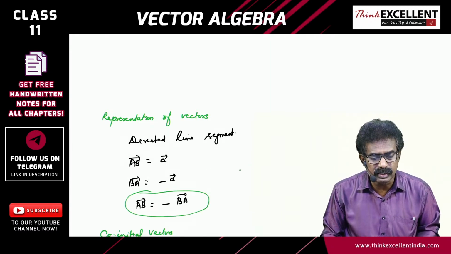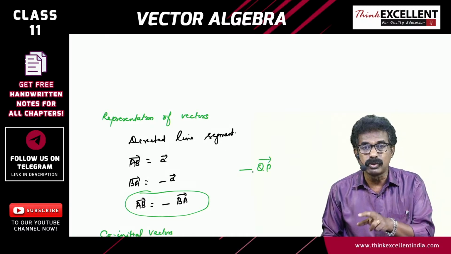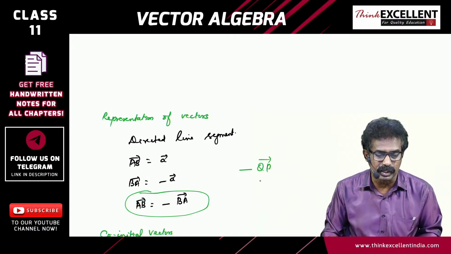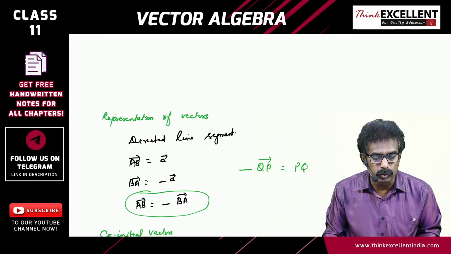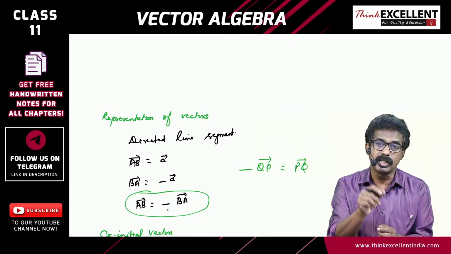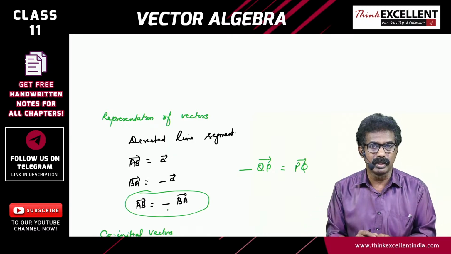So if you see somewhere minus qp vector, you can say minus qp vector is the same as what? Change the sign to plus and reverse the letters. You can write it as the pq vector. Okay. So, as already said, a vector has an initial point and a terminal point.